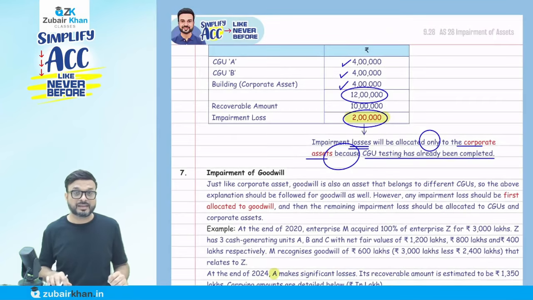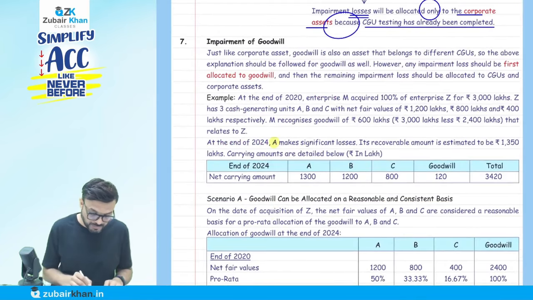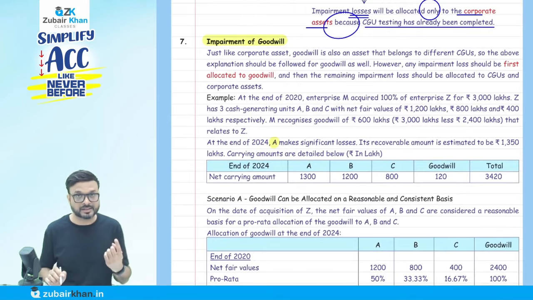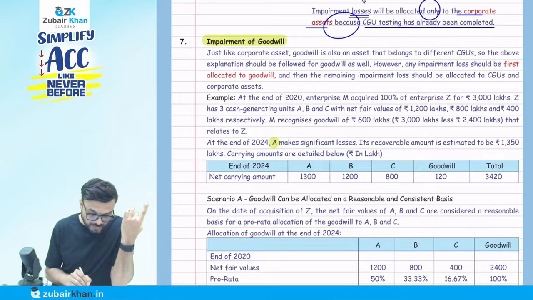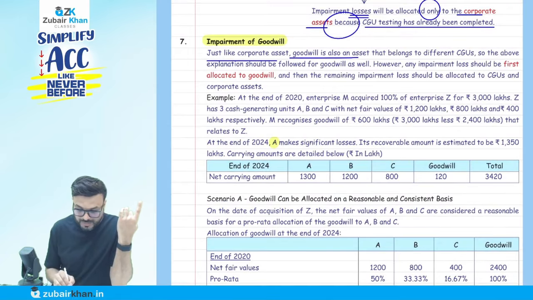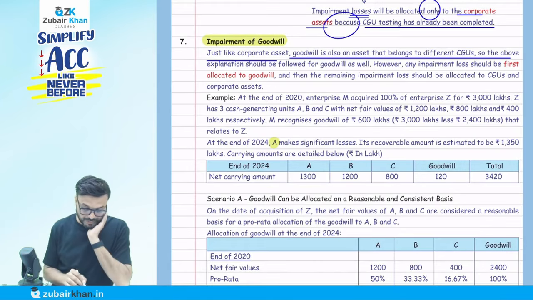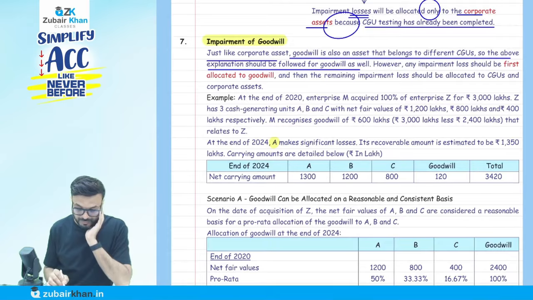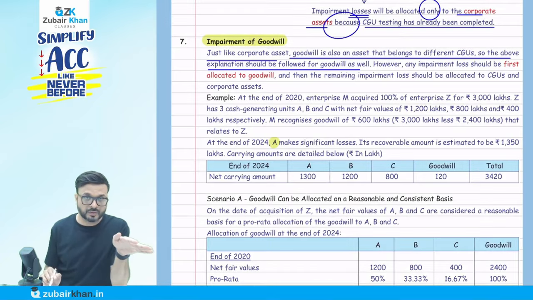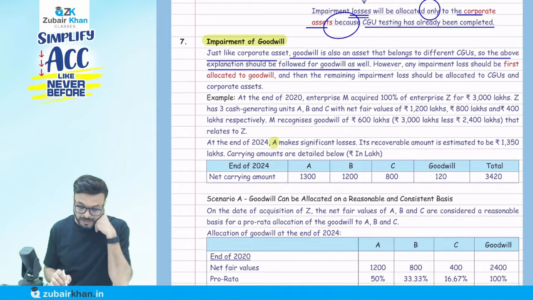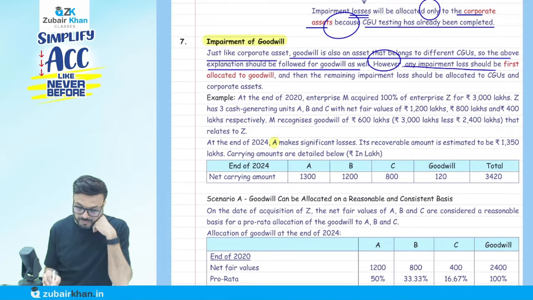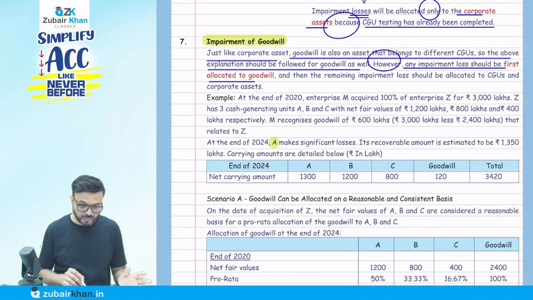Okay. Now the next is the impairment of goodwill. Nothing is new in case of impairment of goodwill except one point. Just like the corporate asset, goodwill is also an asset that belongs to different CGUs. So the explanation should be followed for the goodwill as well. The same explanation we discussed for the corporate asset is applicable here. However, any impairment loss should first be allocated to goodwill, and the remaining impairment loss should be allocated to the CGU and the corporate asset.